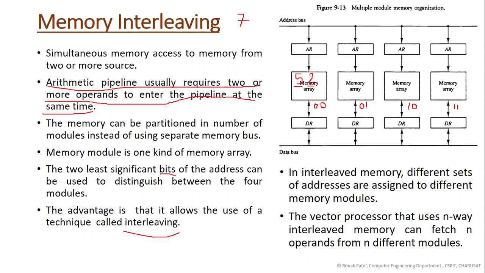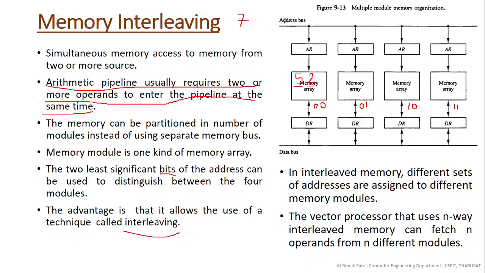Okay, so that is interleaving. The vector processor that uses n-way interleaved memory can fetch n operands from different modules, right? So this is four-way. At a time, four operands you can fetch.